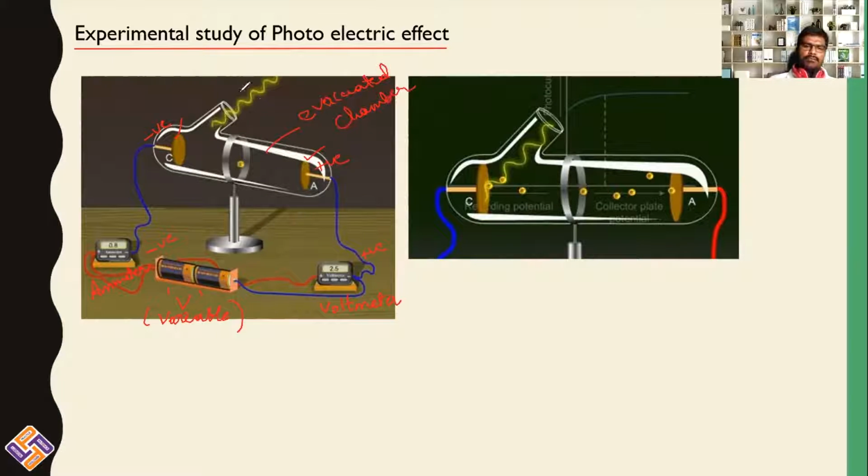Now a light of certain intensity is incident on the metal plate. This particular light has some intensity I and its frequency is nu. When light of certain intensity and frequency nu is incident on the cathode plate, an electron is able to be ejected from the cathode, and that electron is pulled towards the anode because the anode is positively charged.